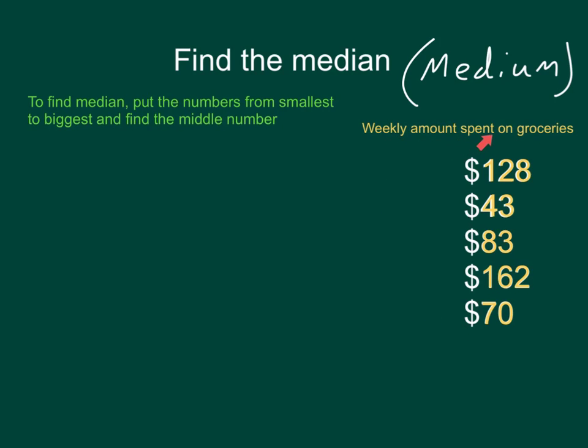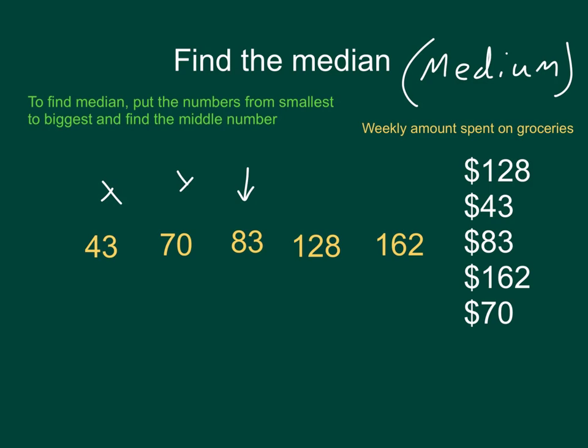So this is the weekly amount spent on groceries by 5 different families. So I want to put these in order of least to greatest. So I'm going to go 43, and then 70, and then 83, 128, and 162. So now what I need to do is find the middle number, and I can see that 83 is the number in the middle, right? There's 2 on that side, there's 2 on that side. So the median number for this would be 83.